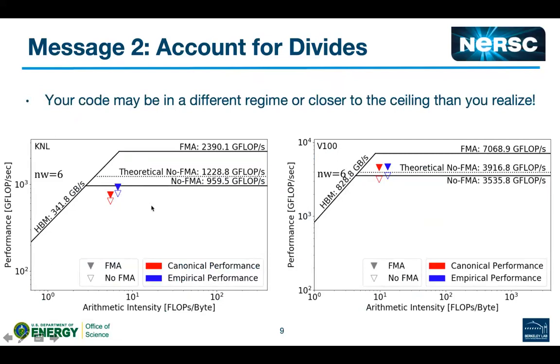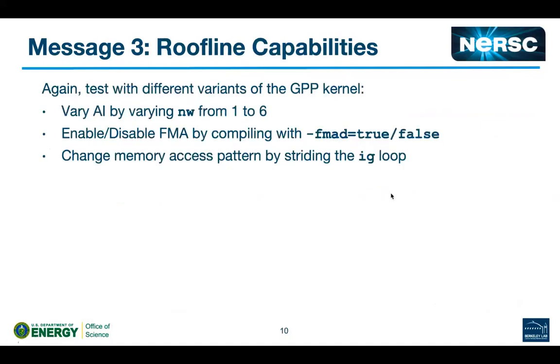So the message here is that you may be closer to the ceiling than you think you are, and you could also be in a different regime on Roofline. So maybe here, on the Volta GPU, you think you're bandwidth bound, but you're probably more compute bound. So that's the second message.